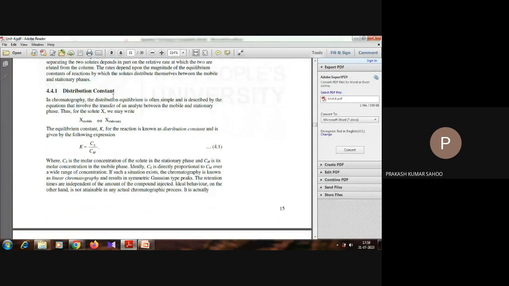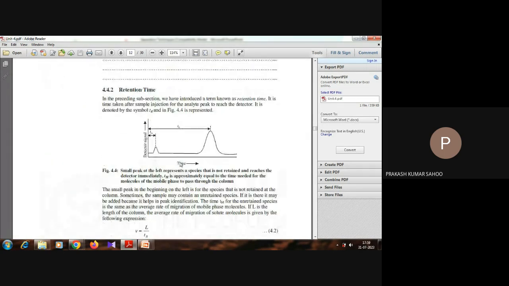The distribution constant. In chromatography, the distribution equilibrium is between the mobile phase and the stationary phase. That is, X solute is in equilibrium with X stationary phase. The equilibrium constant K for this reaction is known as the distribution constant, which is K equal to Cs by Cm, where Cs is the concentration in the stationary phase and Cm is the concentration in the mobile phase. Then we have retention time.